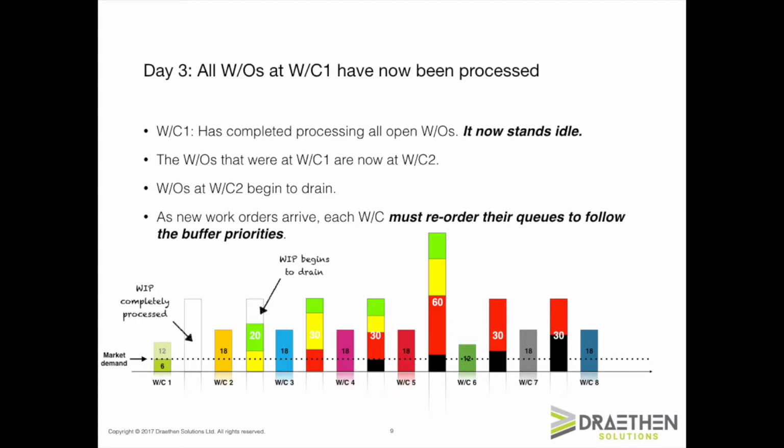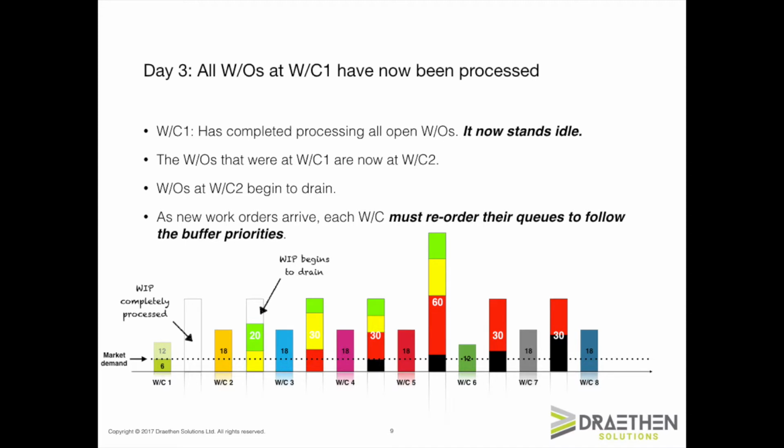On day 1, Work Center 7, following the buffer management priorities, chooses to work first on a black order. This is obviously good, but what happens to the work order when Work Center 7 has finished with it? According to the routine in our plant, the order must move to Work Center 8, but where does it go in the queue? The buffer management process is very clear. Black orders take priority over reds, yellows and greens. So the work order joins the other black work orders at the front of Work Center 8's queue.